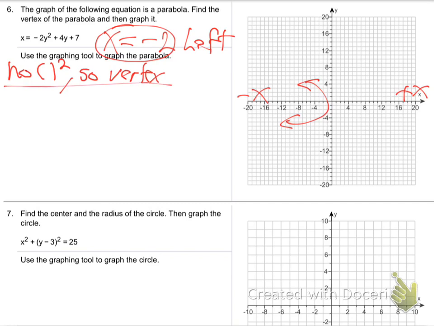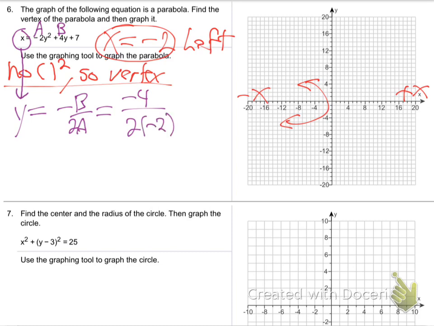Take whatever they put in the front here and do the opposite. So y is negative b over 2a. Okay, here's a and b. So negative b over 2 times negative a. That's negative 4 over negative 4, positive 1. So y equals positive 1. Plug in to find x.